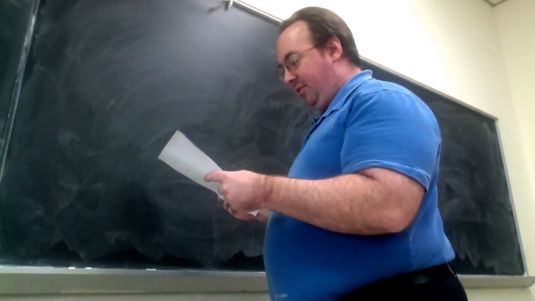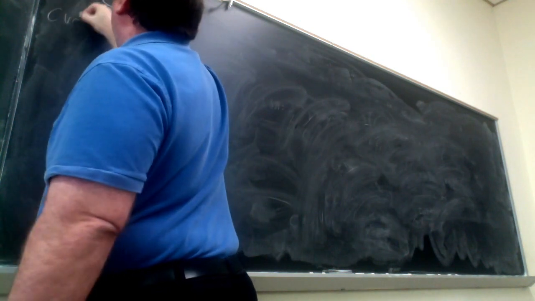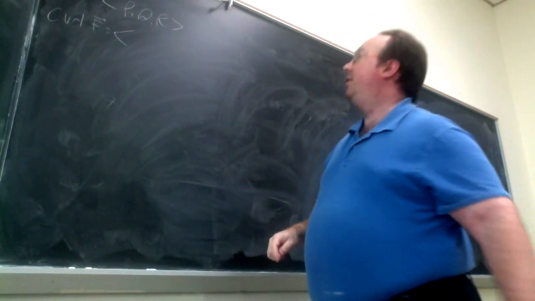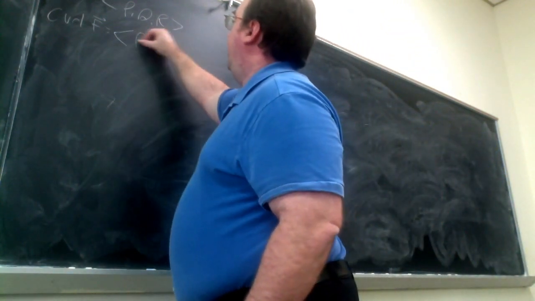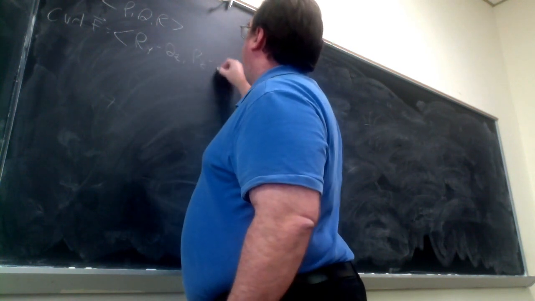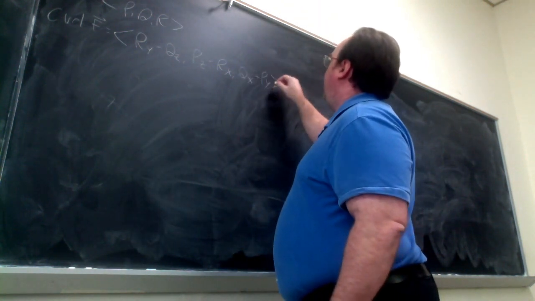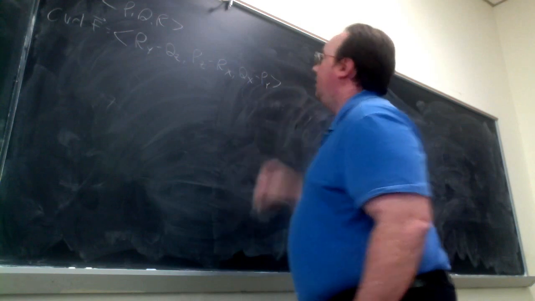Now, to refresh your memory, and of course this will be on the formula sheet for the test, if you have a given vector field with components p, q, and r, then the curl of f turns out to be (ry minus qz, pz minus rx, qx minus py).